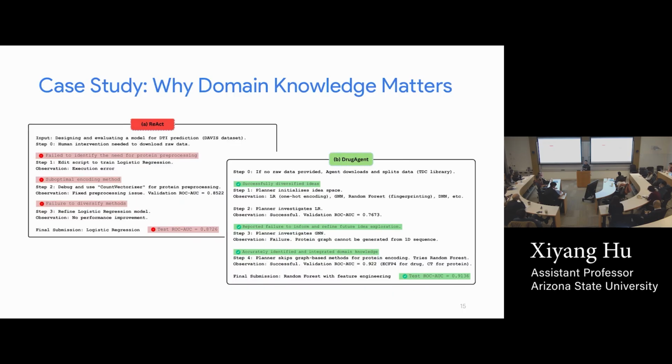So we have some case studies. As you can see, the red one is a ReAct agent. The reason why it doesn't perform well is that it often fails to identify the need for domain knowledge. For example, in this case, it needs to look at protein processing, and it doesn't have the ability to refine the idea space and diversify the idea space. So that's why it often generates suboptimal methods and fails to diversify the solutions.